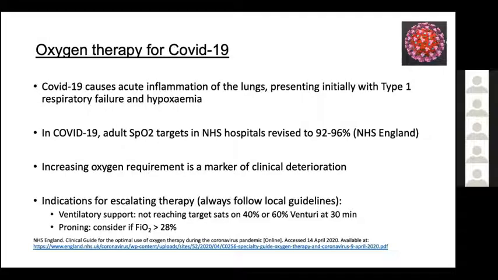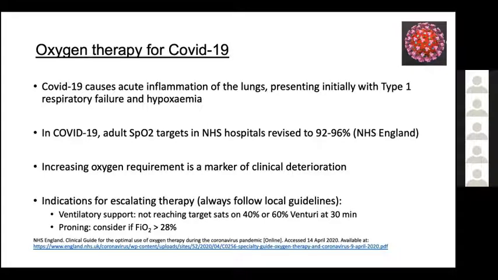Interestingly, there's been some guidance from NHS England in the last couple of weeks that's actually suggested that for adults in hospital, rather than aiming for our normal target range of oxygen saturations, we should aim for 92 to 96%. So that's a little bit lower than we would normally tolerate. But the justification for that is that it will help to conserve supplies of oxygen. And there is lots of evidence that actually aiming for that slightly lower target range is not harmful to patients.